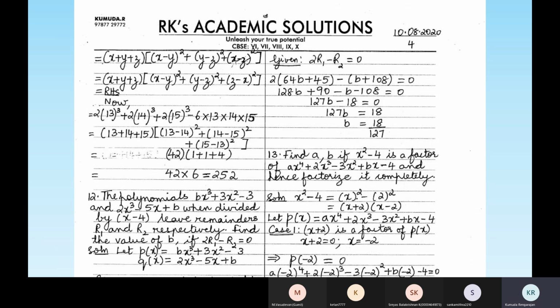So find the expressions for R1 and R2. Substitute in this equation 2R1 minus R2 is 0. So find R1, find R2. Find the expression for R1, expression for R2. Substitute in this equation and find the value of b.